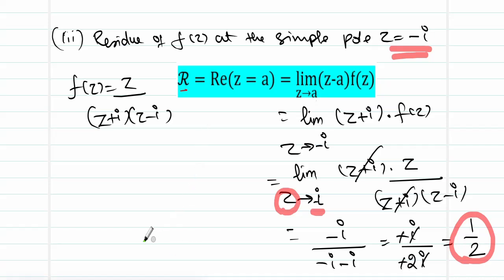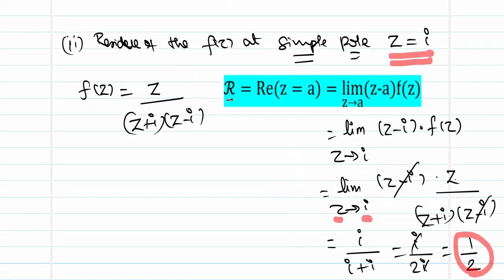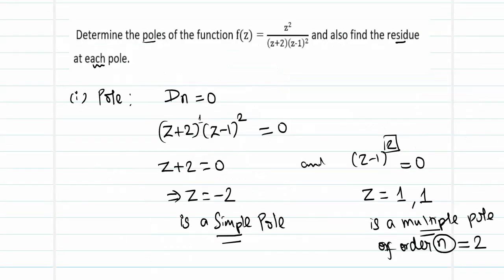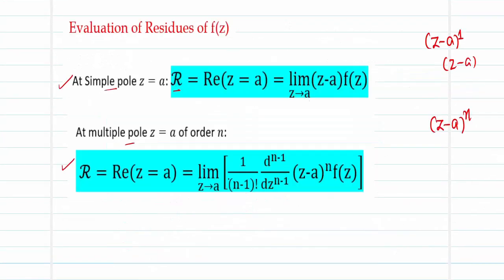The only requirement from this session of video is to recollect the formulas for residue for a simple pole and a multiple pole, which have been given by this set of formulas. Limit z tending to a, z minus a into f of z for a simple pole. Limit z tending to a, 1 by n minus 1 factorial, d power n minus 1 by dz power n minus 1, z minus a power n into f of z.